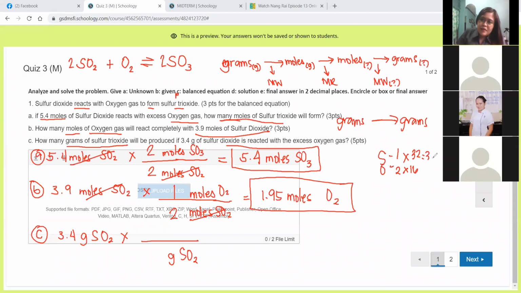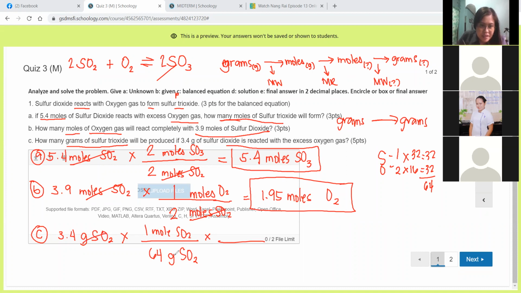Yes, ma'am. Okay, 32, and then this is 32 also. So we have here 64. Okay, so this one now is 64 grams of sulfur dioxide in 1 mole of sulfur dioxide. Now, we want to compute for the moles of the unknown, and if we want to compute for the moles of the unknown, we need the mole ratio.